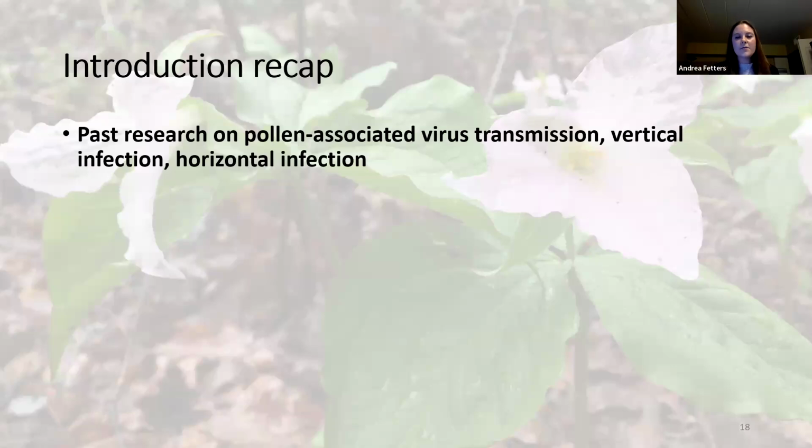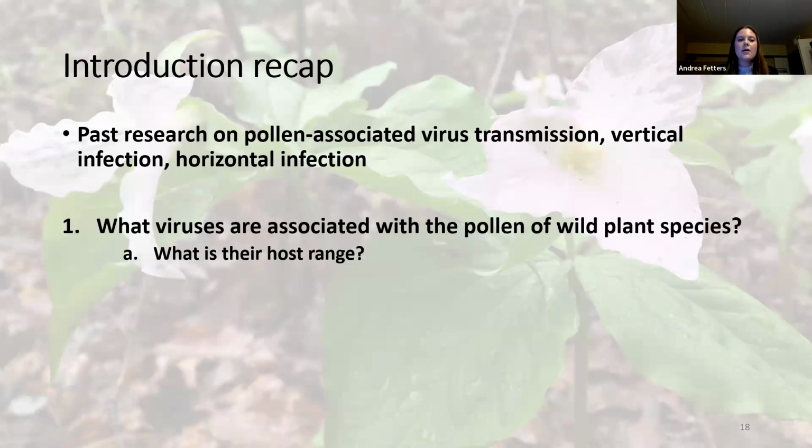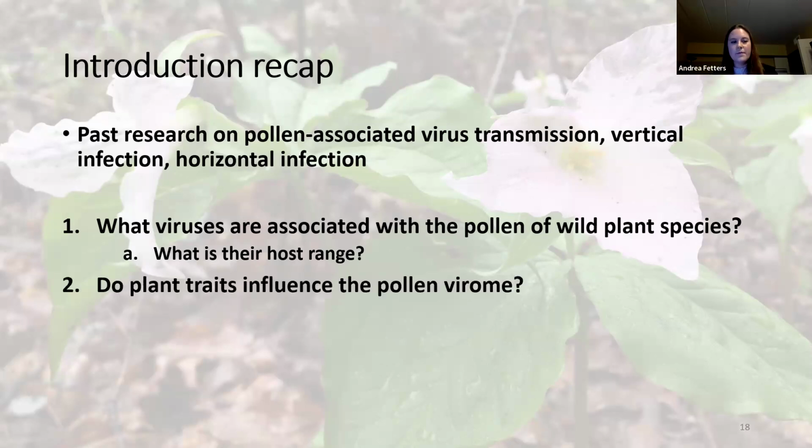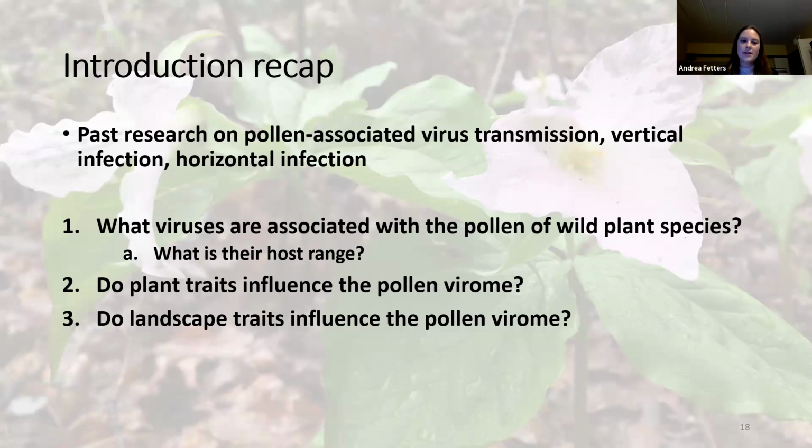So since past research has focused on pollen-associated virus transmission, vertical infection, and horizontal infection, we have quite a lot of mechanistic knowledge on how pollen-associated viruses infect susceptible individuals. But we don't really know the ecological factors that influence the pollen virome. So in other words, we're currently lacking the big picture of the pollen virome, especially in wild plants, which is why we wanted to ask, again, what viruses are associated with the pollen of wild plant species and what is their host range? Do plant traits influence the pollen virome? And do landscape traits influence the pollen virome?